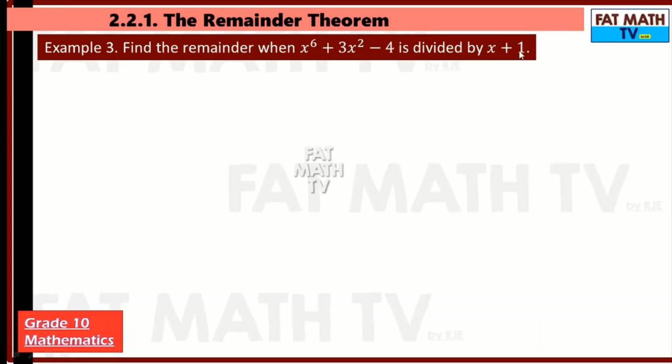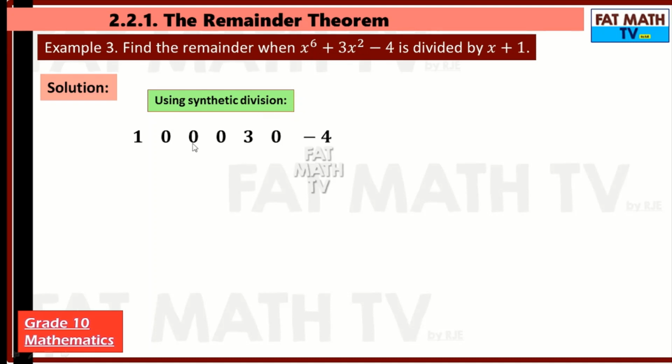That's right, it's negative 1. So here, if we use synthetic division, we have to arrange the powers of x. For x raised to 6, the coefficient is 1. For x raised to 5, 0. For x raised to 4, 0. For x raised to 3, 0. For x squared, that's 3. For x, 0. And for the constant, negative 4. So this is the process when you use synthetic division.